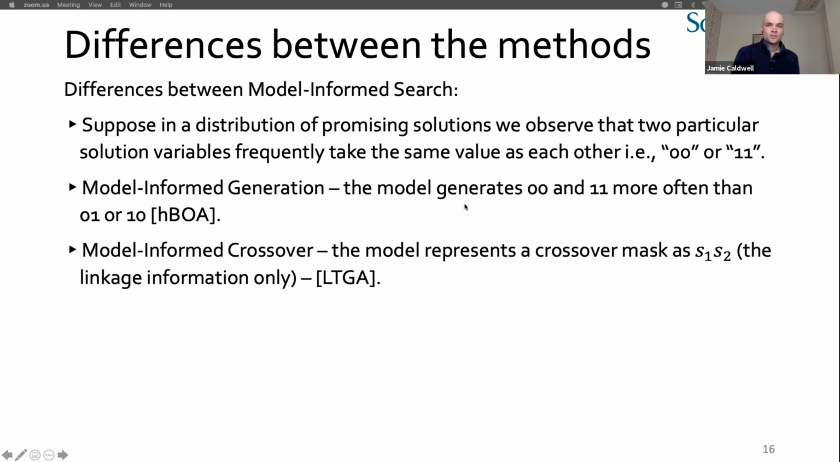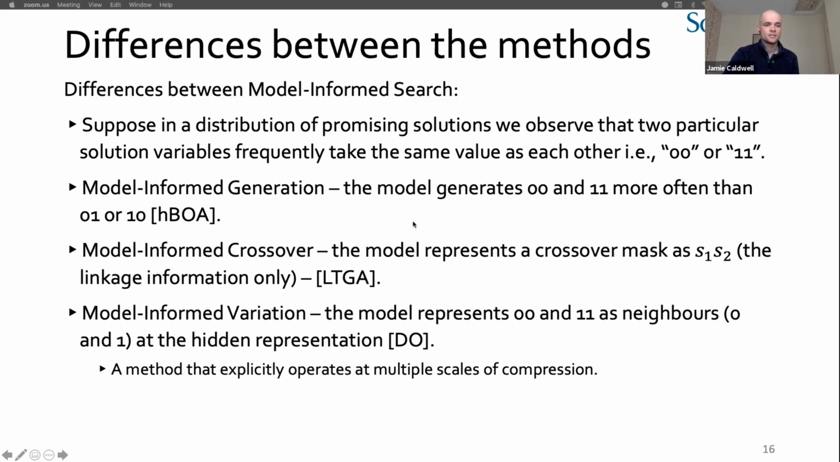There's model-informed crossover, where the model just represents the linkage information. So this variable and that variable share a linkage, but the values of the variables are taken from the population to perform crossover. And this is what LTGA does. Then model-informed variation is when the model represents 0, 0 and 1, 1 as neighbors in a higher or hidden representation, in the case of deep optimization, in a higher order space. And this is what deep optimization does.